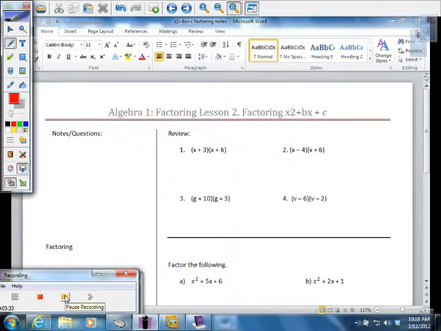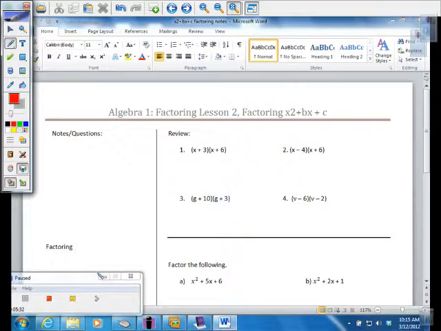All right, so let's take a look up here at number 1. All we're going to do here is just a double distributive property. So I'm just going to multiply these two out. I get x squared plus 6x, and then I multiply both by 3, so plus 3x plus 18. Again, these two middle terms usually simplify, so I get x squared plus 9x plus 18.